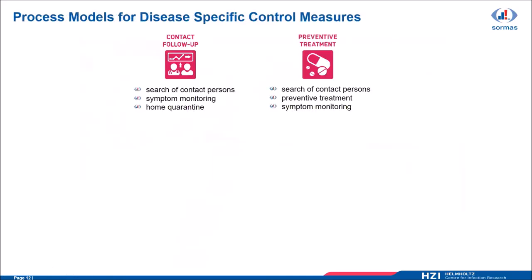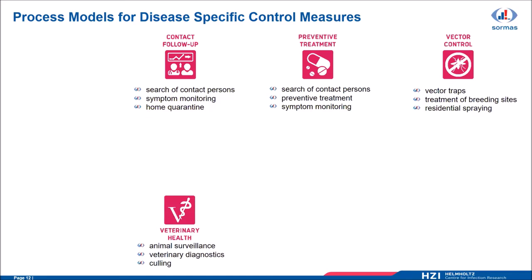For SORMAS, the different process models are defined by disease-specific control measures. So we have for contact follow-up, searching of contact persons, monitoring of their symptoms, and quarantine at home. And for preventive treatment, you have also searching of contact persons, preventive treatment, and symptoms monitoring. We also have a component for vector control within SORMAS, and a component for veterinary health, which we do for animal surveillance. I think it's part of what you call the One Health surveillance or One Health methodology, combining animal health, veterinary health, and environmental.